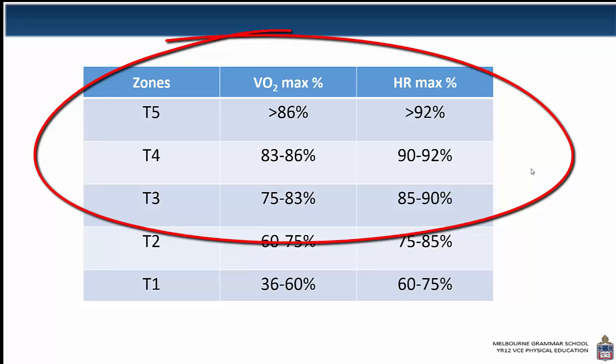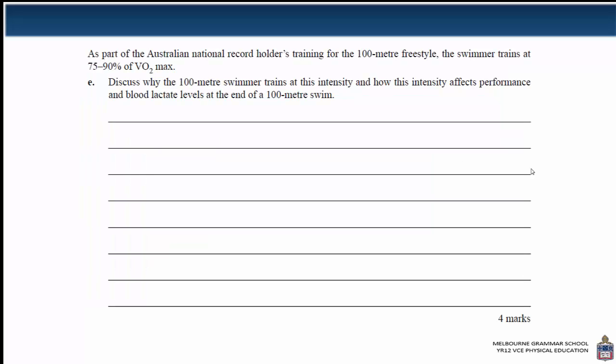So if we're looking between T3 and T5 in terms of our VO2 max, look at what's happening to our heart rate: 85% or above all the way up. If we're working at 85% or above of our heart rate max, we're going to be working above lactate inflection point. So we're working predominantly anaerobic, and our lactate production is not going to be matched by our lactate clearance. So why are they going to train at that intensity and how does this intensity assist performance?